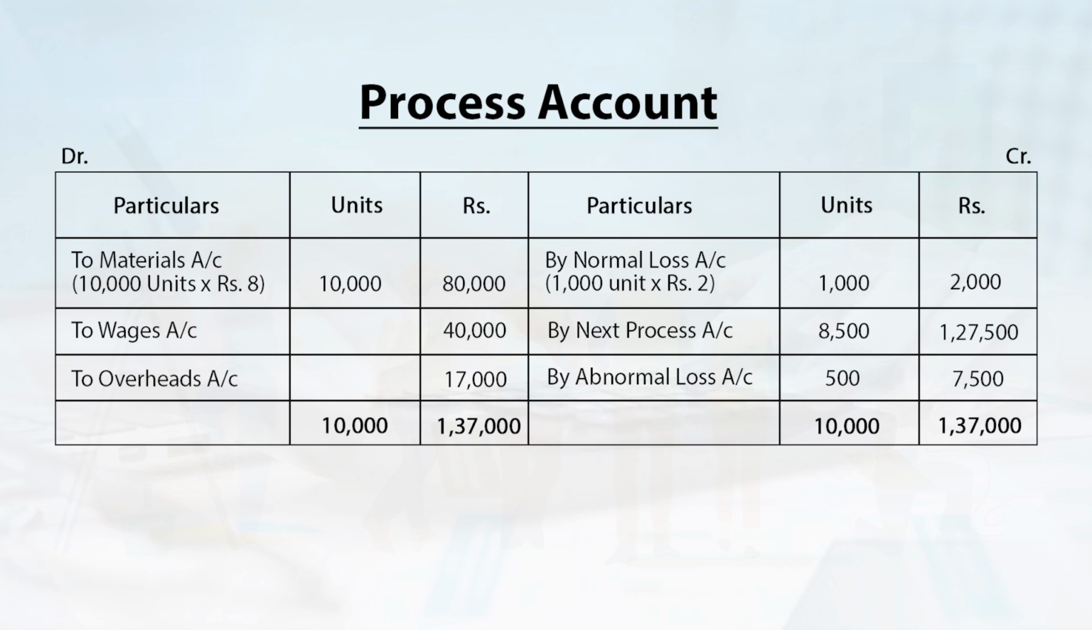The next entry is by next process account which is 8,500 units, that is our finished product of this process, rupees amount is 1,27,500 and the difference is of 500 units as we have introduced 10,000 units, 1000 unit is normal loss. So, we should have produced 9,000 units, instead our production is 8,500 units only. Therefore, there is abnormal loss of 500 units. So, by abnormal loss account 500 units and its value comes to rupees 7,500.